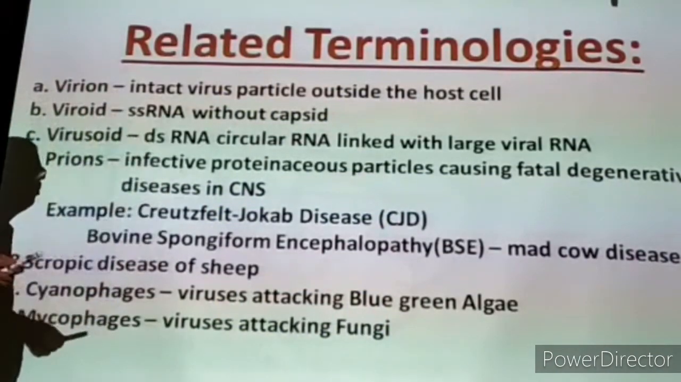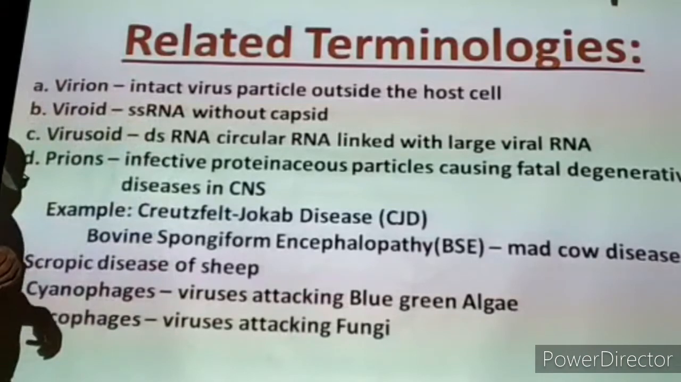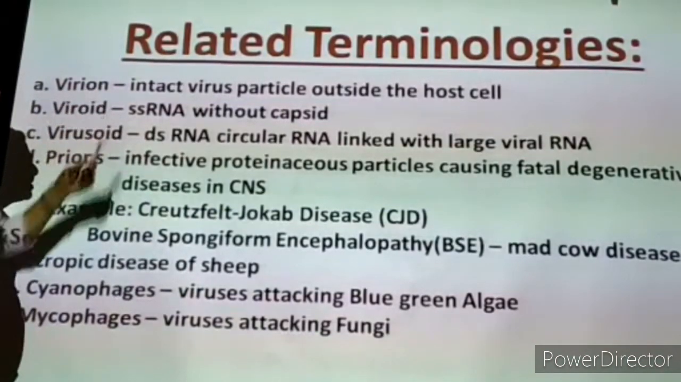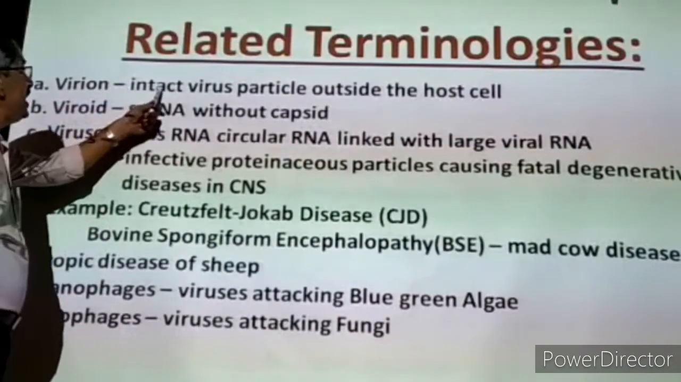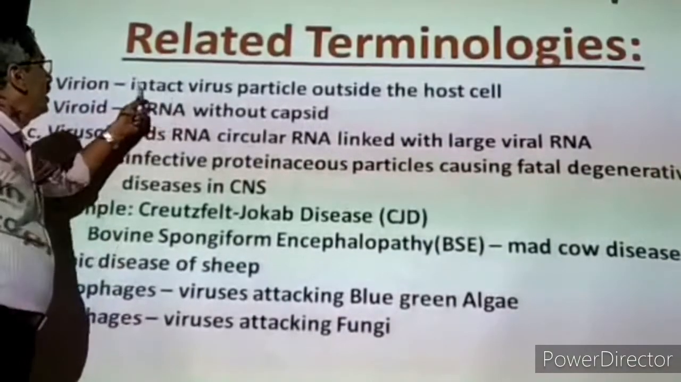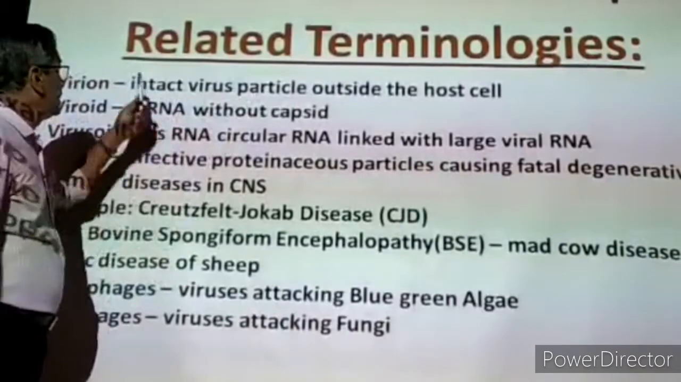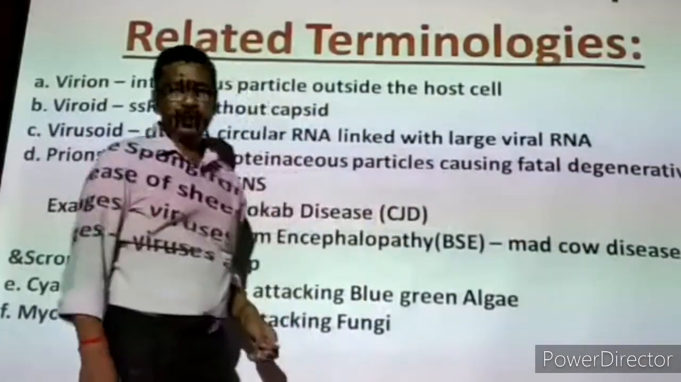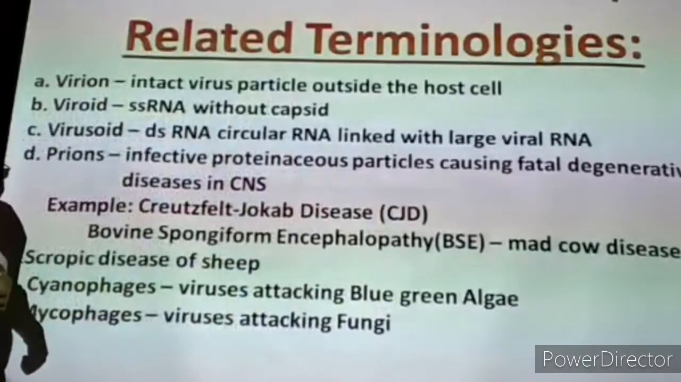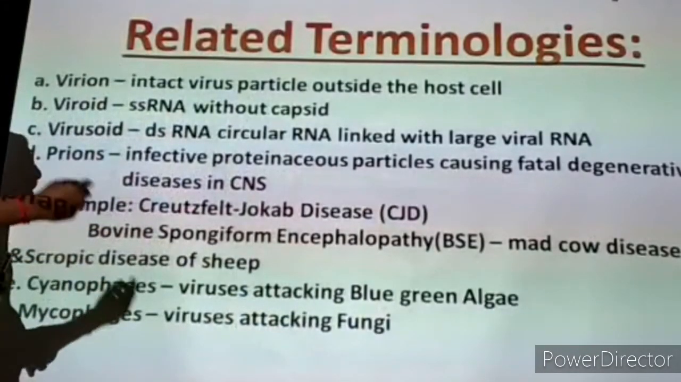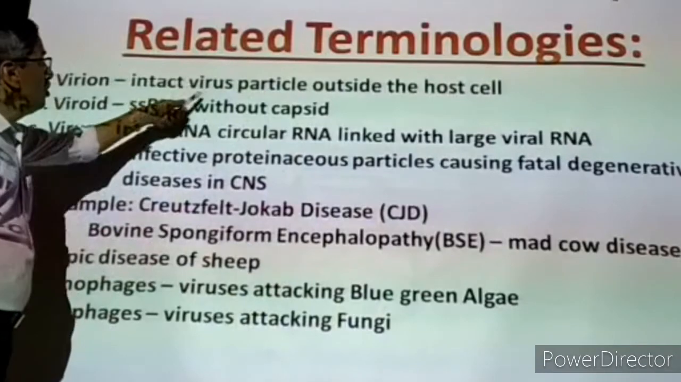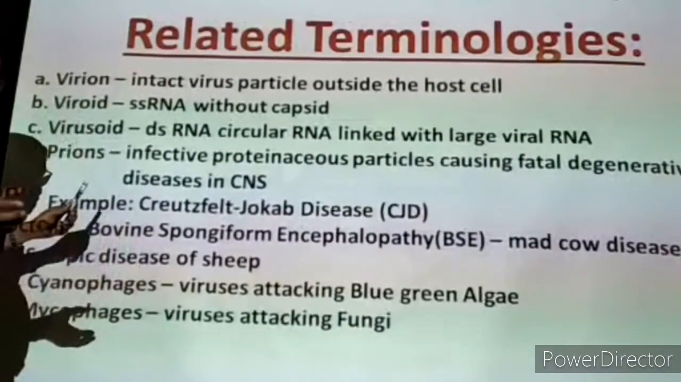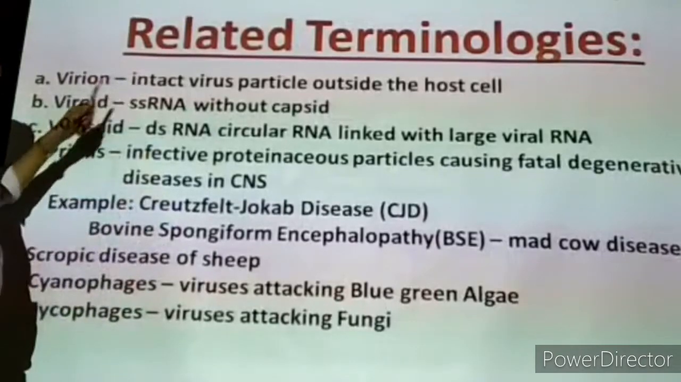Already in the introduction of the topic I told, virion means poison. From that term virion only, it is a Latin term, the word virus is derived. So it is intact. Intact means full virus particle. It is an intact virus particle outside the host cell. That means it is not in the host. It is present outside, either in water or in the soil or in the air. But the whole component of the virus is called a virion. That is protein coat plus RNA or DNA.